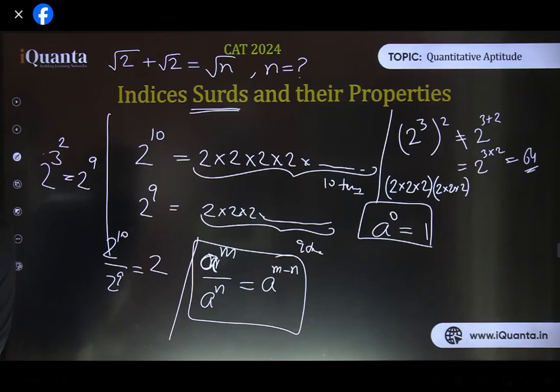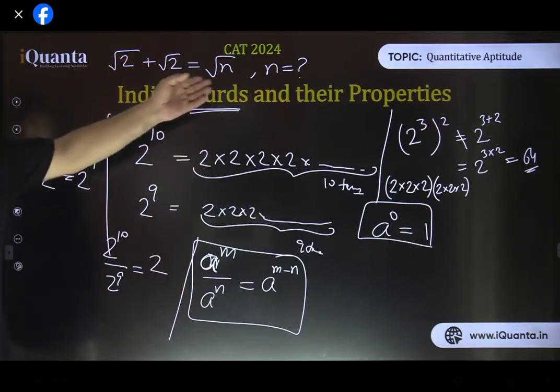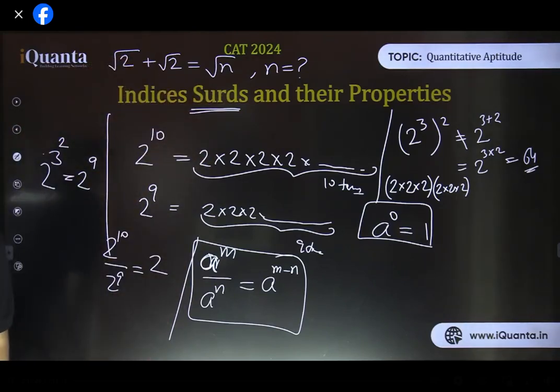Vedanti says 2, Archie says 8, Subrajit says 8, Faiz also says 2. So 2 or 8? Think and tell me. How can it be 2? It can't be 2 for sure. Root 2 plus root 2 won't be root 2 only. So n can't be 2. 8 is the right answer. Yes, root 8. That's correct. n is equal to 8.